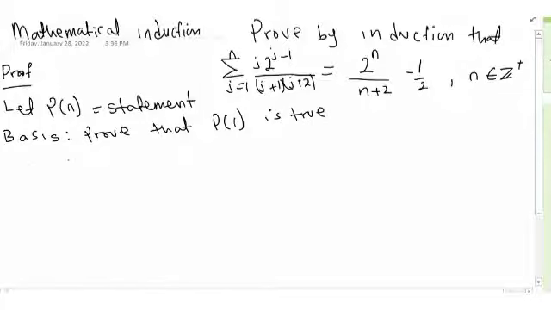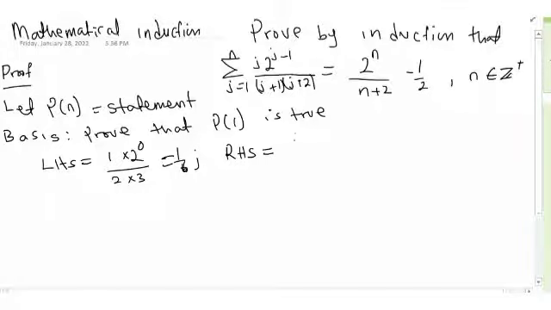To do this, we take the left hand side, substitute 1. So we have 1 times 2 raised to 0 divided by 2 times 3 here. So we have 1 over 6. We substitute 1 for the right hand side and check whether they are the same. For the right hand side, we have 2 divided by 3 minus half, which is also 1 over 6. Since the right hand side is equal to the left hand side, we say that the statement is true for n is equal to 1.